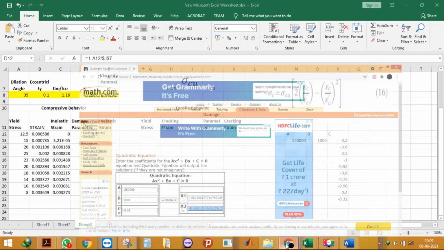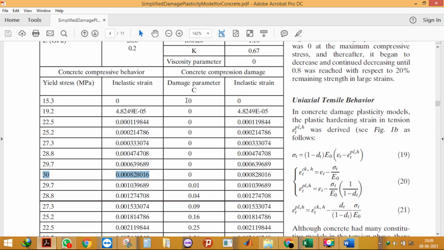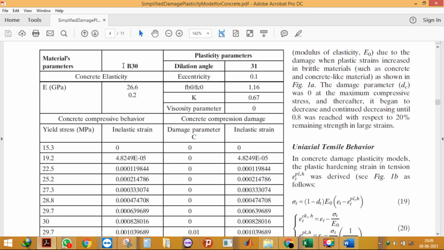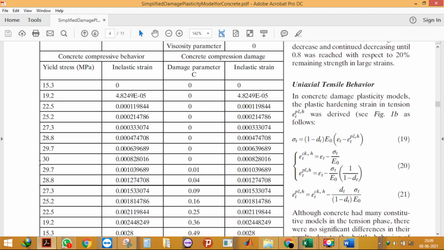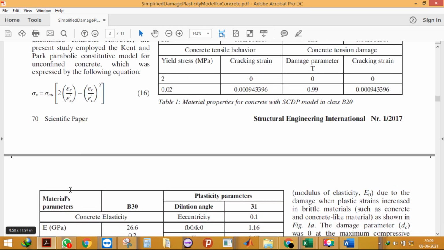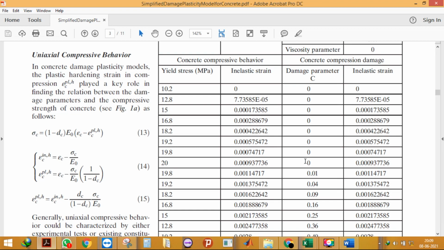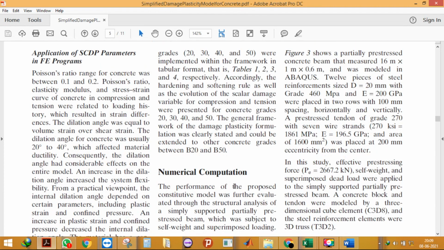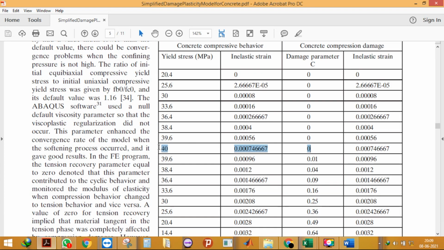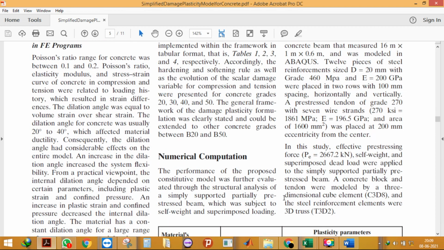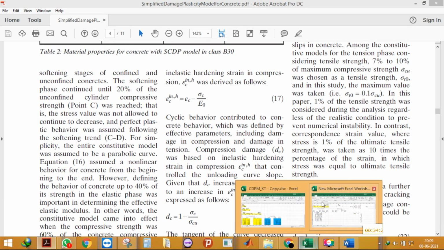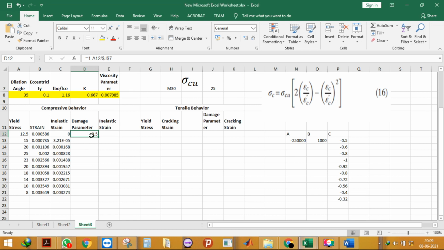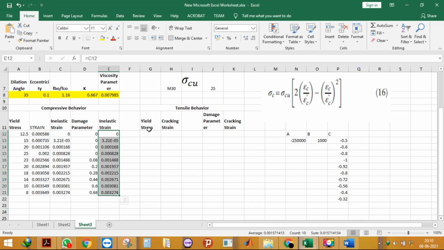Now if you notice, up to the ultimate point the damage parameter will be 0. That means up to ultimate there will be no damage, and after the ultimate point the damage will be there. So we have to make sure, for M20, 20 is the ultimate point, so up to the ultimate point the damage is 0. So here also we will have to do the same thing. We have to make the damage parameter 0 up to this, and after that the inelastic strain we have to simply copy it.